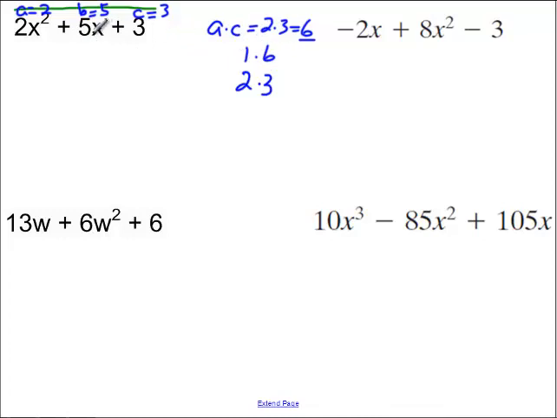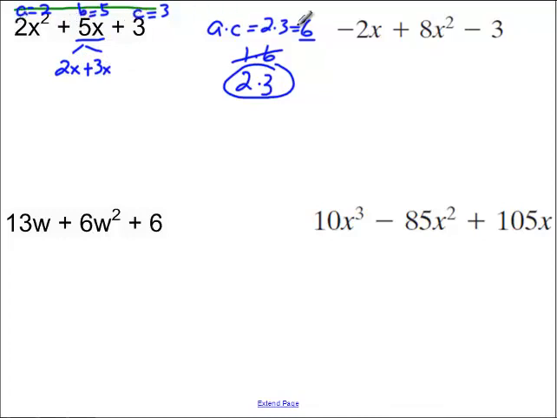1 times 6 doesn't equal 5. Okay, so we can throw that one away. 2 times 3, oh, that does equal 5. So there's our 2 times 3, and we just rewrite this 5x as something else. We write it as 2x plus 3x. And again, we've got to pay attention to signs.